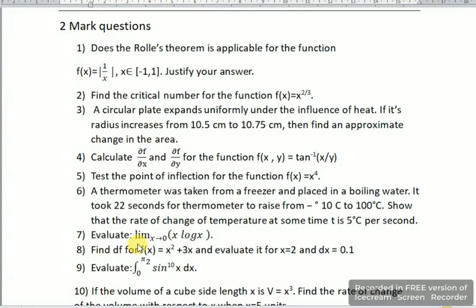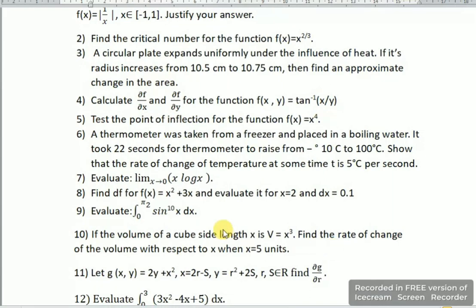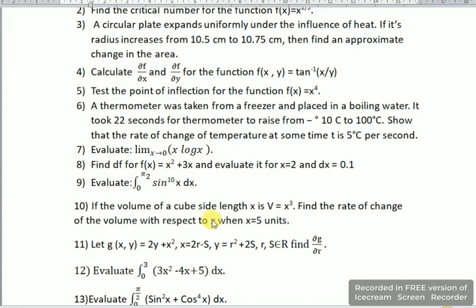Next one, evaluate limit x tends to 0 of x log x. Next one, find df for f of x equal to x squared plus 3x and evaluate it for x equal to 2 and dx equal to 0.1. Next one, evaluate integral 0 to pi of sin 10x dx. Next one, if the volume of a cube of side length x is V equal to x cubed, find the rate of change of the volume with respect to x when x equal to 5 units.